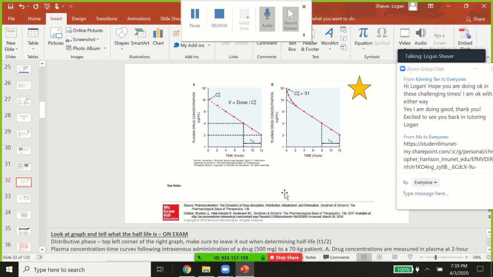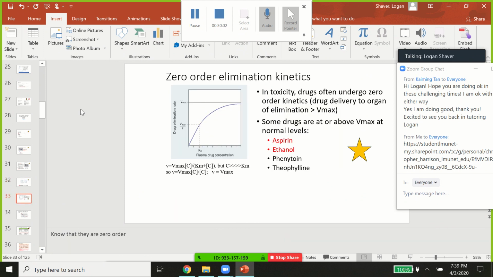Once again, the reason I included this was because I thought I would give you a nice little practice in determining what the half-life would be in this case. That's why I put it down here, bold and underlined. Look at the graph and tell what the half-life is. So just be able to do that.